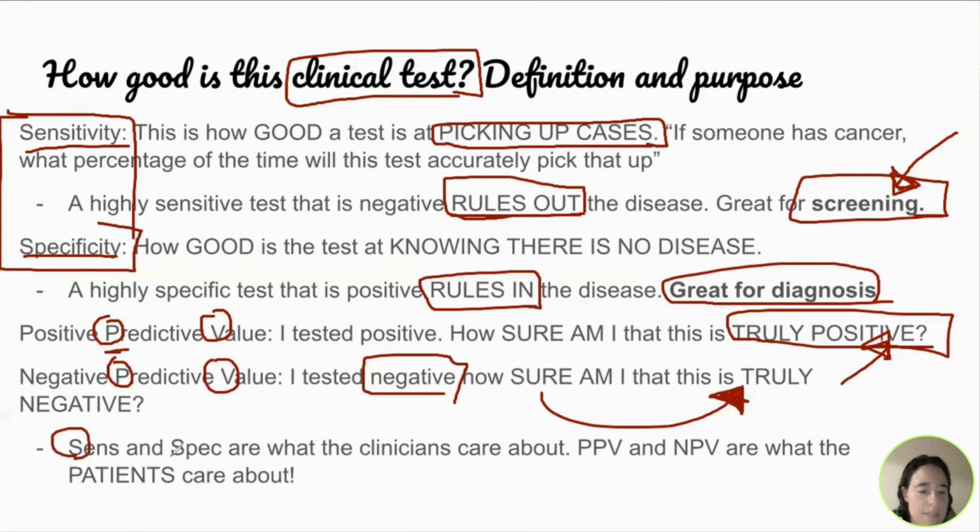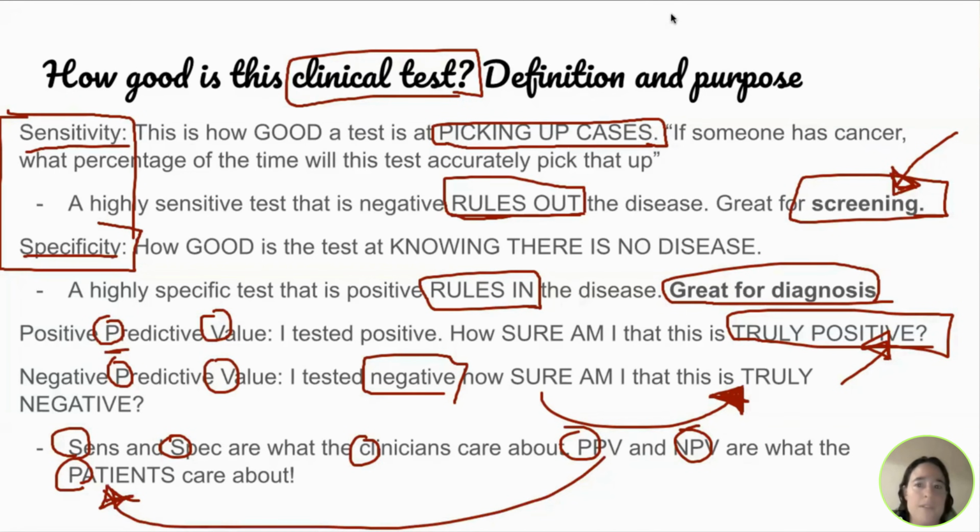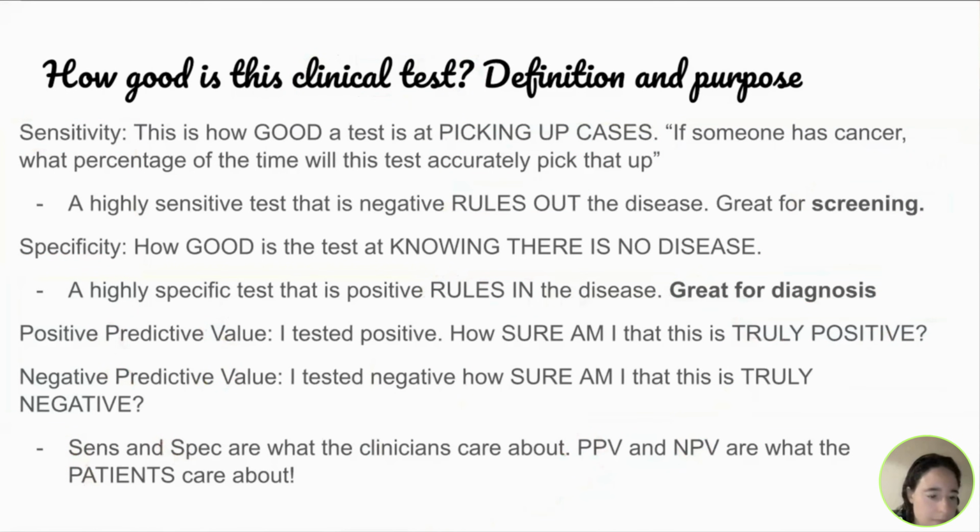So sensitivity and specificity are what the clinicians care about. PPV and NPV are what the patients care about. So I think P for patient, predictive values for things that patients value. So those are our types of tests.